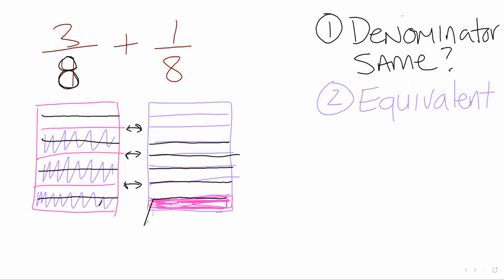And I now have 1, 2, 3, 4, 5, 6 of them shaded. So what I just did is I turned 3 out of 4 into 6 out of 8, but I didn't change its value. Remember, that's what equivalent means. But now that my pieces are the same, look what I can do. I'm just going to follow those rules. Now that they're the same, let's just follow our rules.